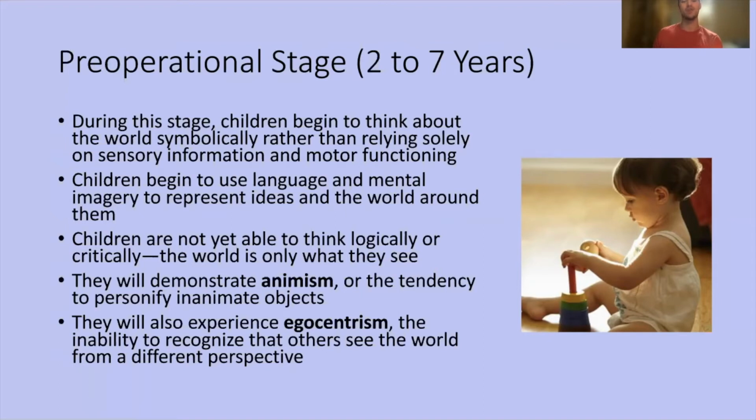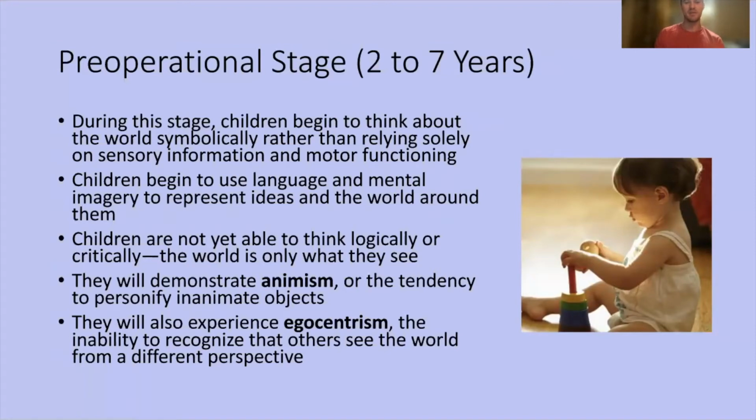They're not capable of abstract thought. But during the pre-operational stage, they start to think about the world symbolically. They can understand symbolic concepts rather than just having something in front of them, concrete. So children begin to use language and mental imagery to represent ideas in the world around them. And that is just one of the examples of them starting to understand the world symbolically. The use of language is a use of symbolic information.